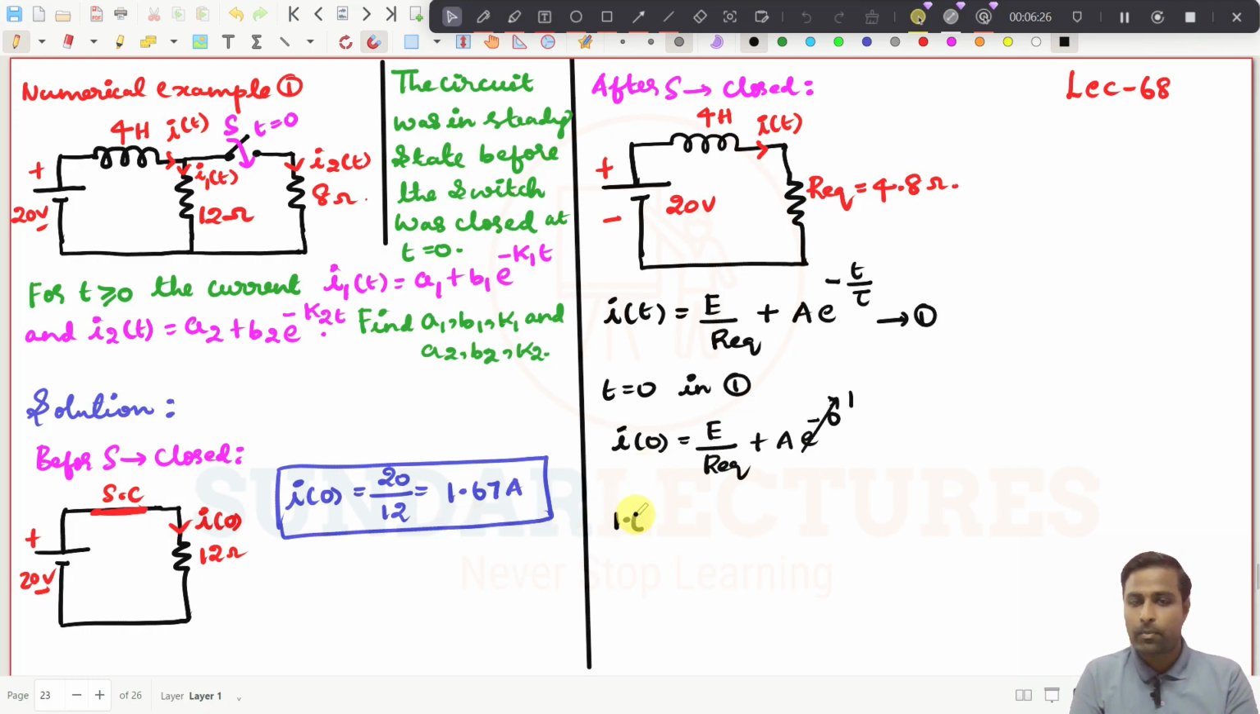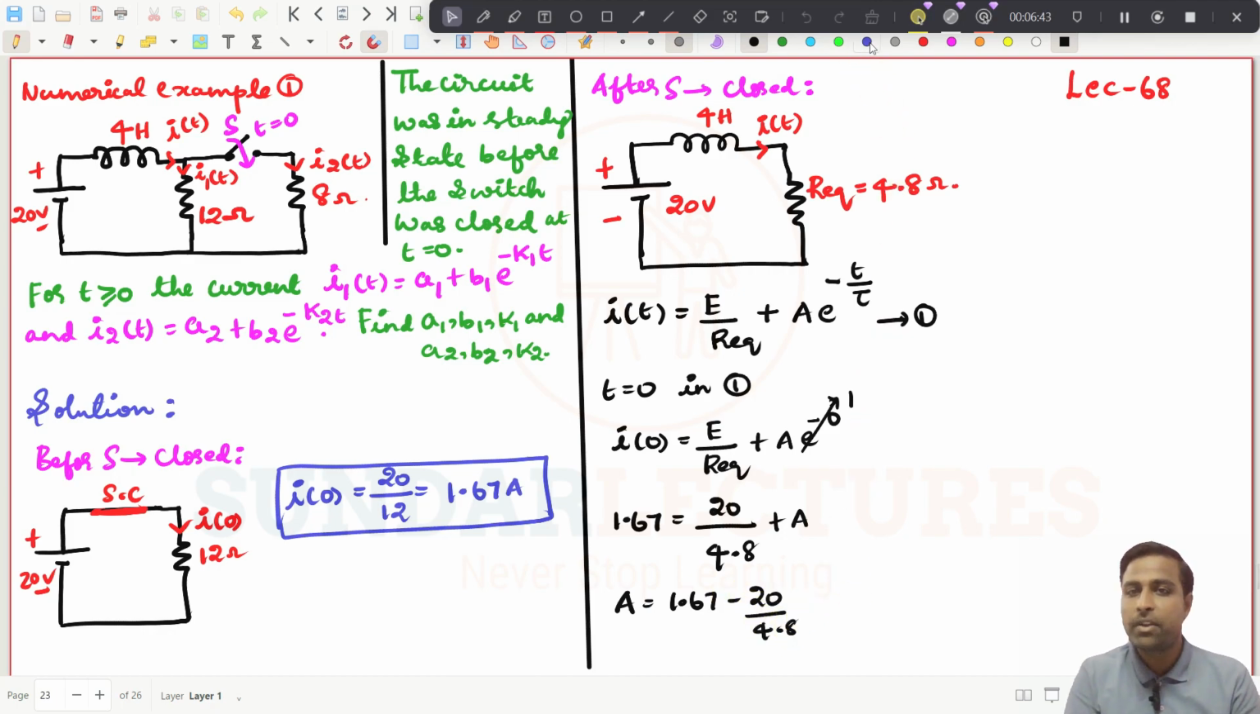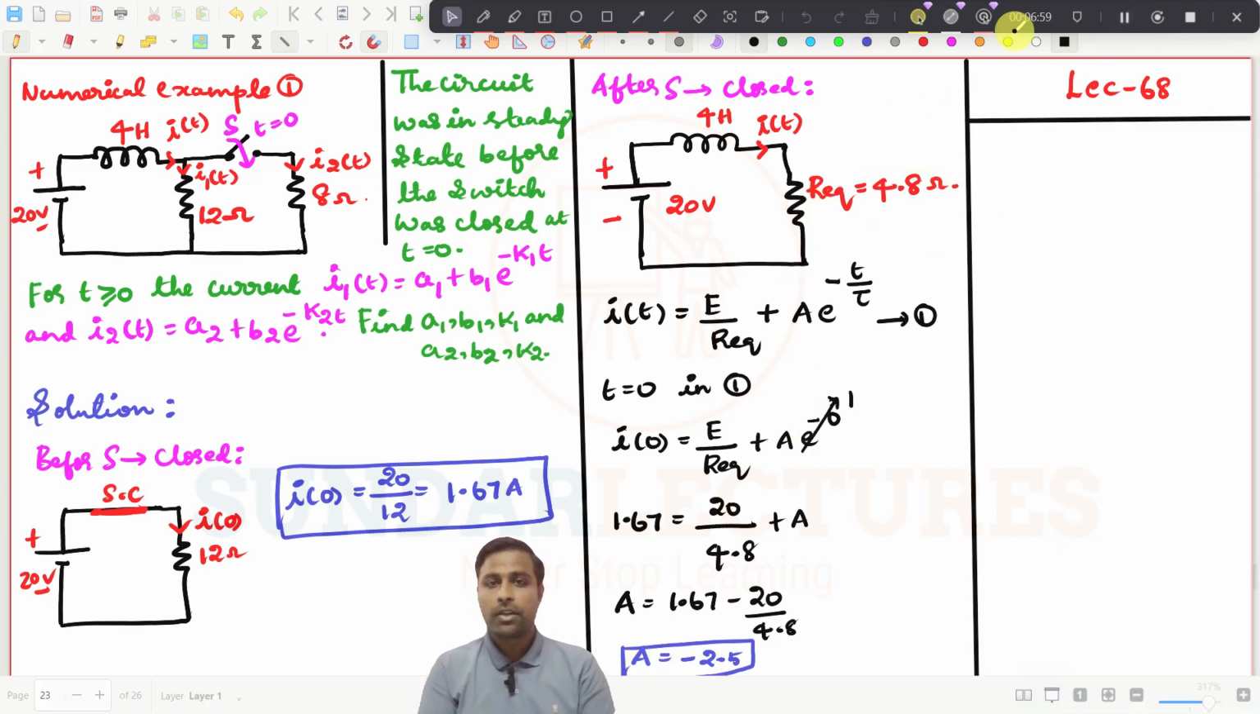We know that it is 1.67. That should be equal to E, which is 20 here, divided by R equivalent, which is 4.8 here, plus A. And we get A equal to 1.67 minus 20 divided by 4.8. If you simplify this, I am getting A equal to minus 2.5. That's all. Now I can substitute this A value in this equation.